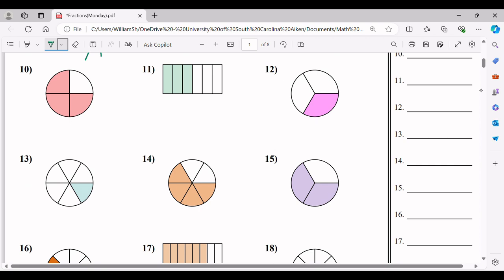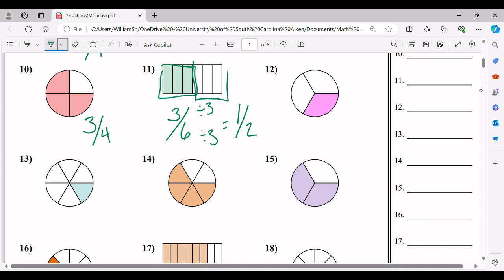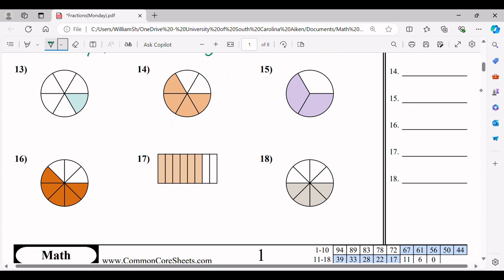Okay. Number 10. Hopefully you can see that there's 3 pieces of pie shaded there out of 4 overall. Number 11. You have 3 pieces of pie shaded out of 6. But what goes into both 3 and 6? 3 can. So mathematically I could divide by 3 and reduce this to a half. Or you could see that, hey, I could really just split this into 2 pieces and half of it would be shaded in overall. My drawing's not perfect. Forgive me for that. Number 12, my pie is broken into 3 pieces, and one of those pieces is shaded.